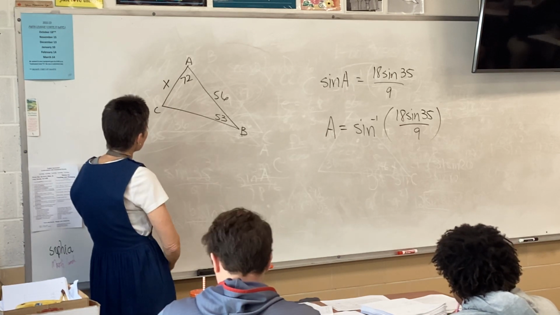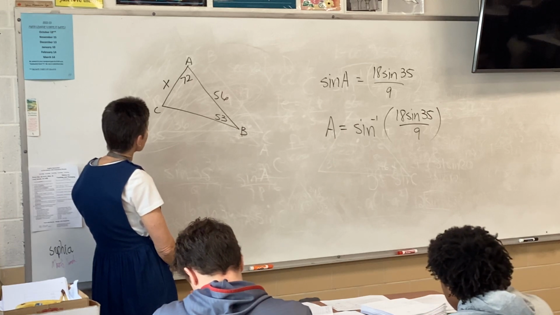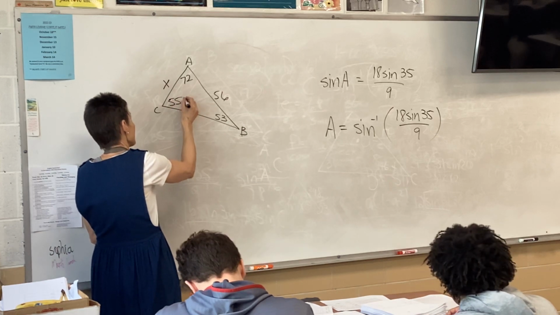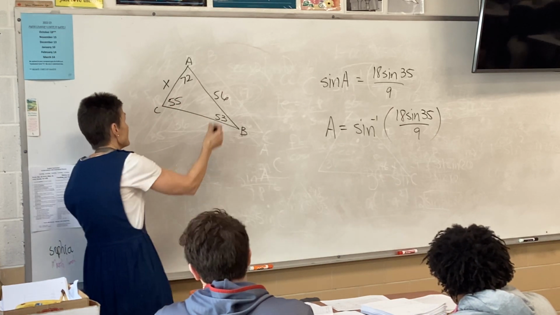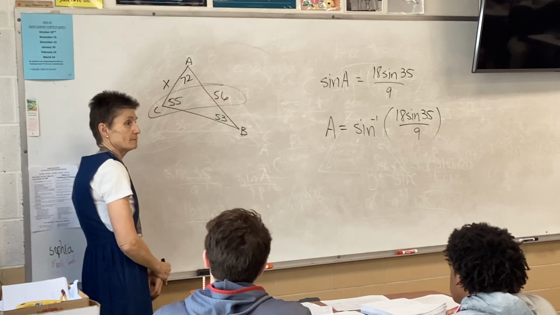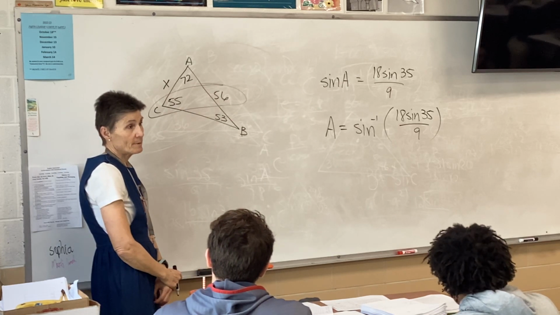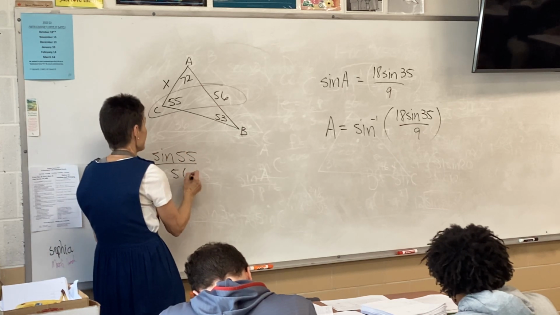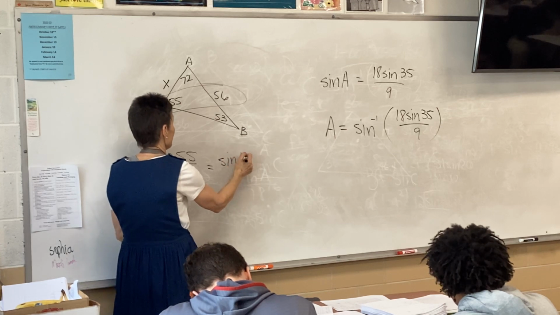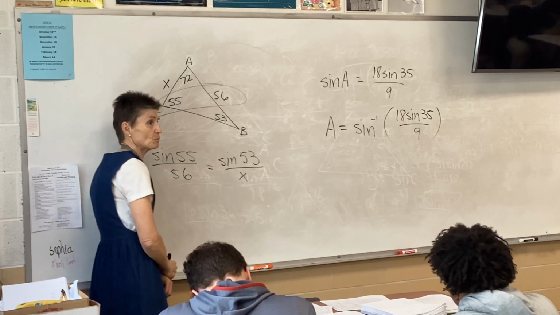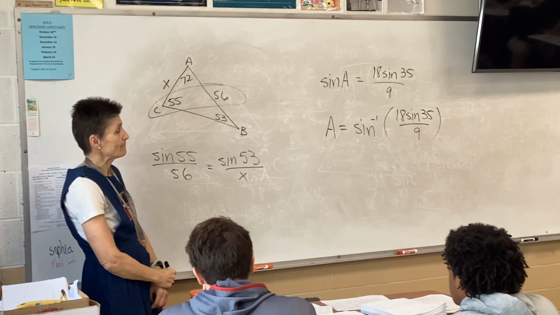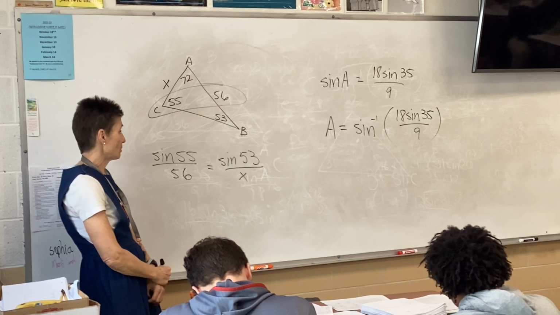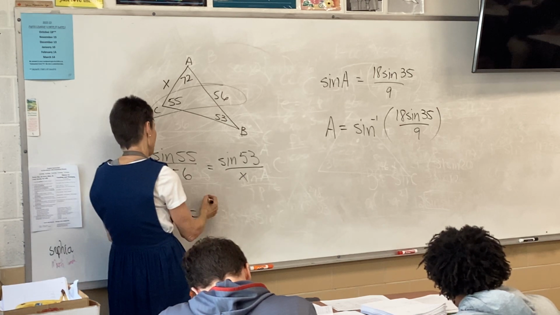Find angle C. Okay, what's angle C? 55. Remember the angles of a triangle add up to 180. And then see this right here? That's joy, because sine 55 over 56 equals sine 53 over X. Am I going to have to worry about 2 triangles here? No. Nope, I got all my angles. So I'm good to go. So what's X? Let's figure it out.